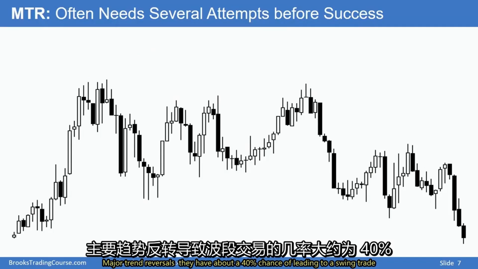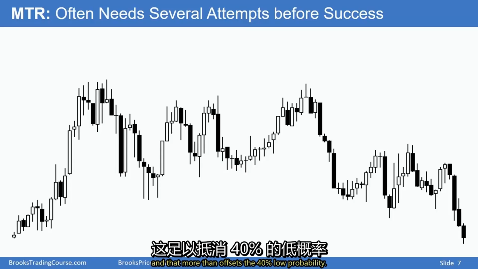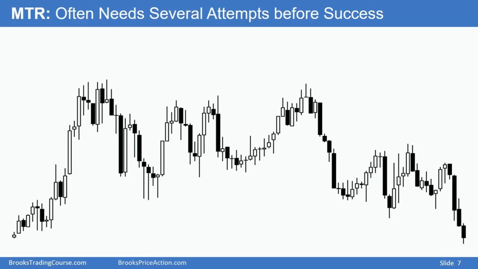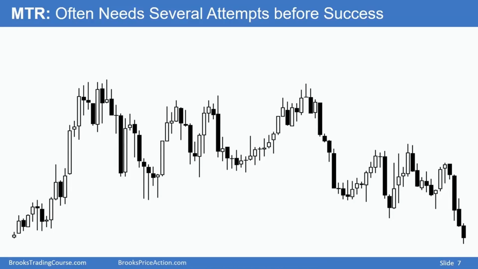Major trend reversals, they have about a 40% chance of leading to a swing trade, which is fine because a swing trade means a profit at least twice as big as your risk, and that more than offsets the 40% low probability. A lot of times, the first reversal does not work.